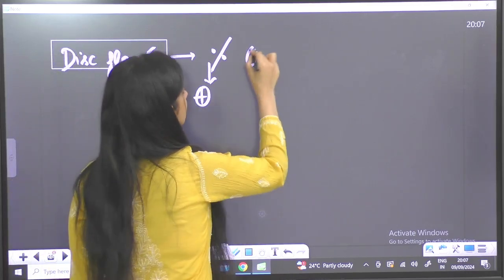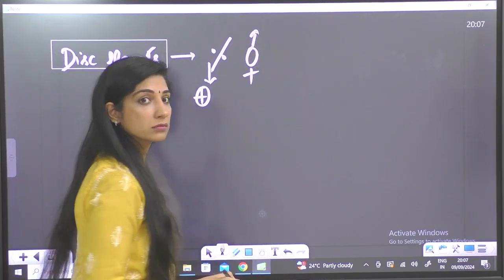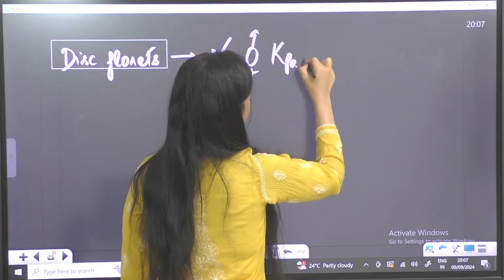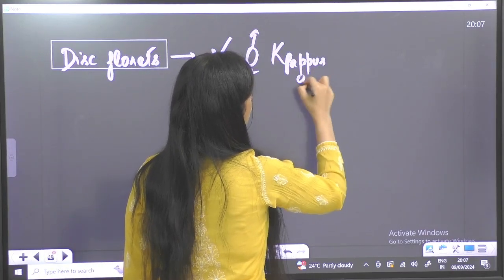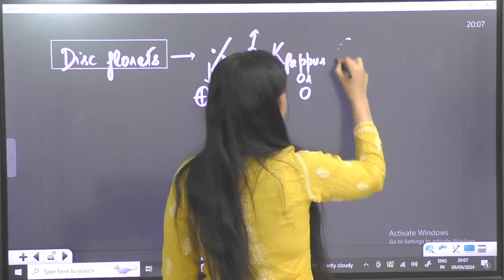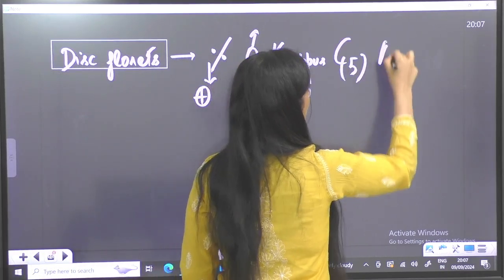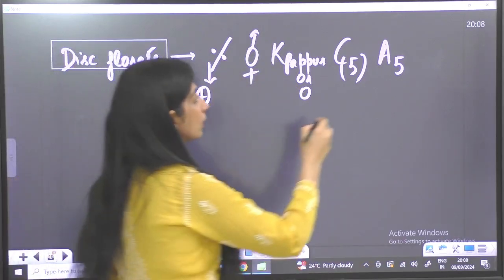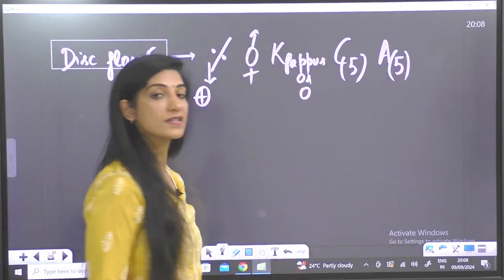Then it is a bisexual flower here. No problem, not a diagnostic feature. Then pappus, no problem, ma'am. We just saw that in sunflower this is the characteristic feature. Then, this time the stamens are 5 in number and they are monodelphous in condition.